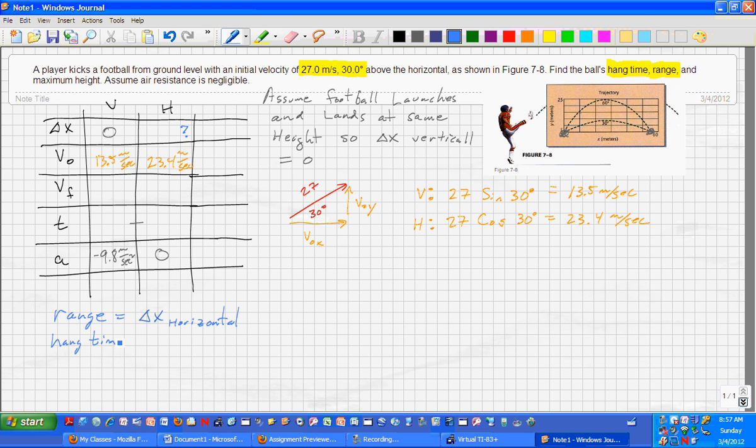Hang time is going to be equal to the time for the whole trip. That's going to be up and down. And then maximum height is self-explanatory. We'll take care of that later. All right, so hang time. What we need is time in the air. Looks like we've got the most information in the vertical direction, so let's go ahead and use that to try to find hang time.